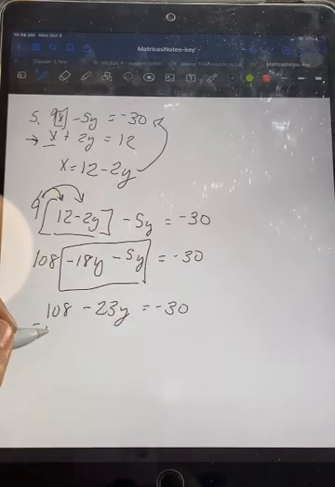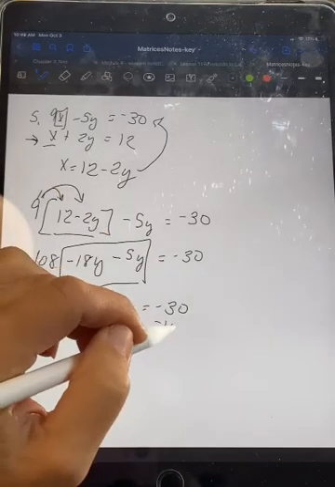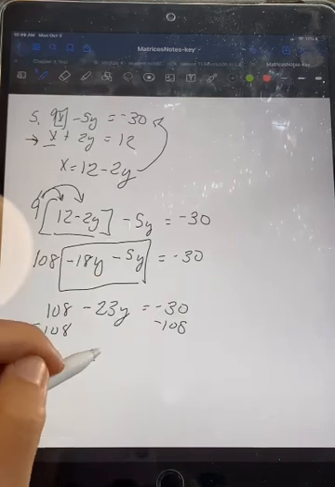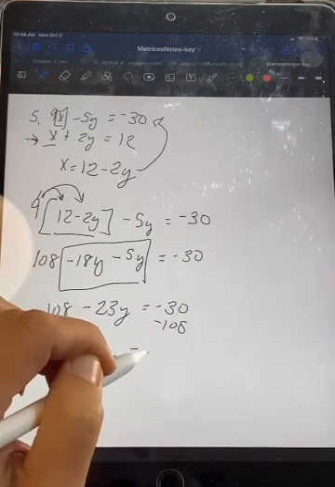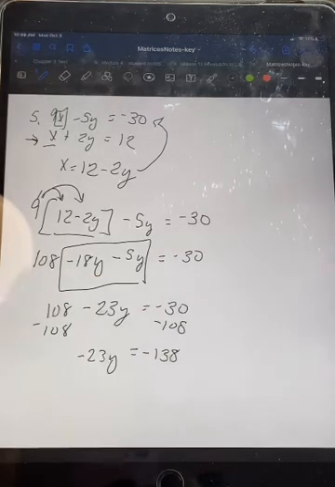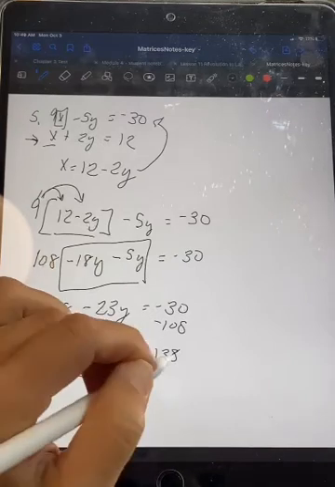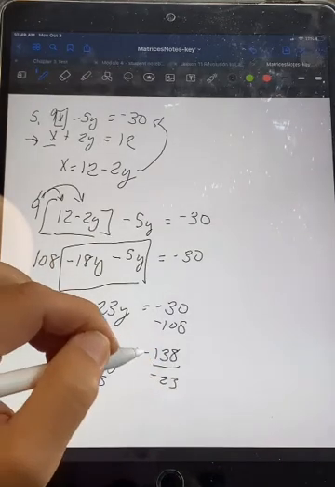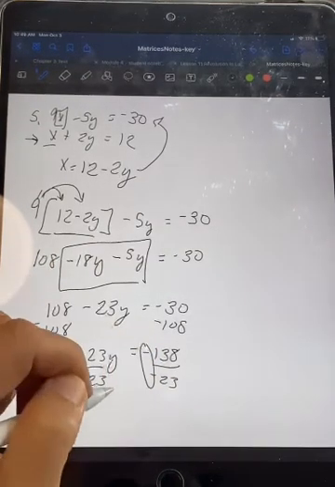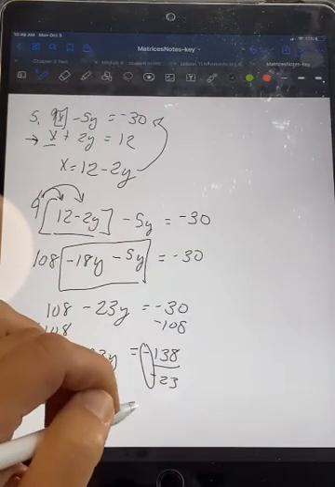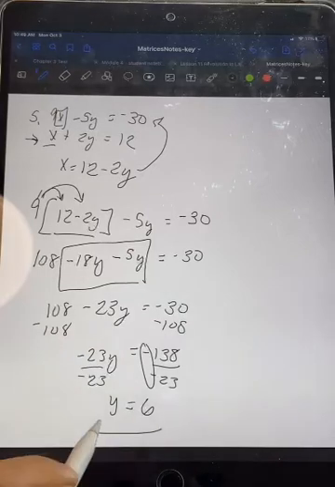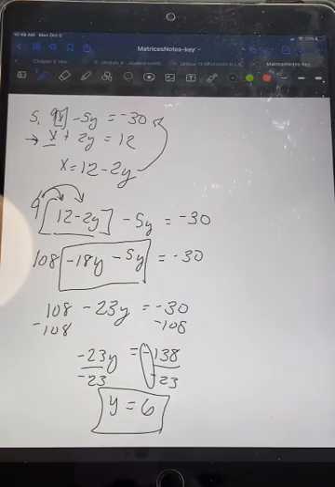So I'm going to subtract 108 from both sides. So I have negative 23y is equal to negative 138. And if I divide both sides by negative 23, I'm going to end up with a positive because a negative divided by a negative is positive. So y is going to be equal to 6. Well, now that's one solution. This isn't the whole thing.